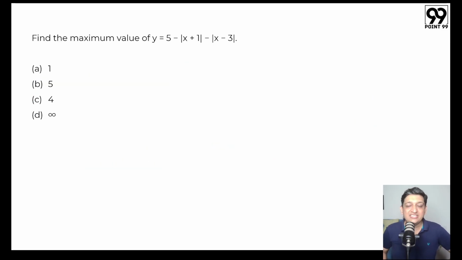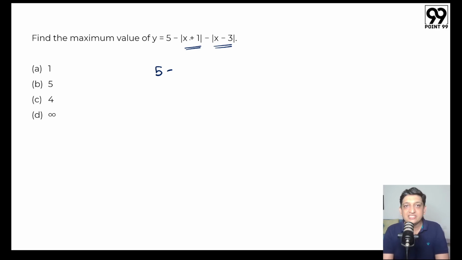Now try this question. Again, it's a very interesting question, and if you know the basics of functions, you should be able to handle this well. You have to find the maximum value of this. Now 5 minus, this is a non-negative number and this is also a non-negative number, because modulus can never be less than 0. So I am trying to subtract 2 non-negative numbers from 5. So my answer has to be less than or equal to 5. That is something that I have to know.